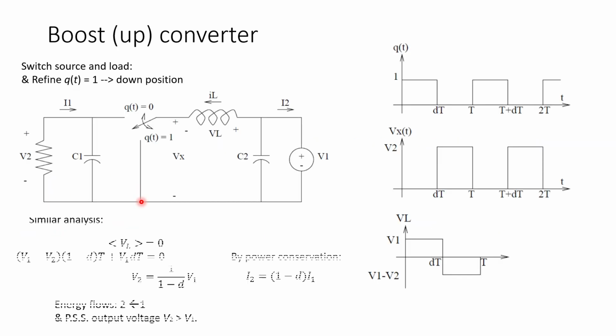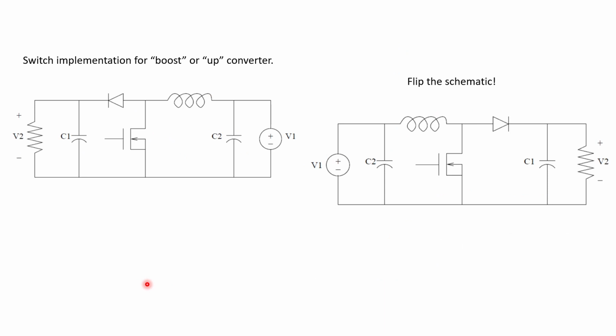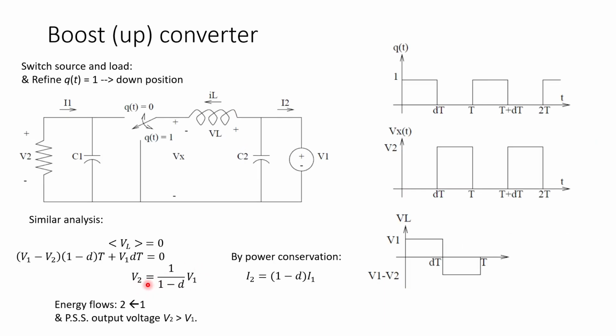And for the boost converter, here is the final formulation. From this formulation, you can see that 1 over 1 minus D is always greater than 1. So for boost converter, you have the voltage at the output always greater than the voltage of the input. Okay.